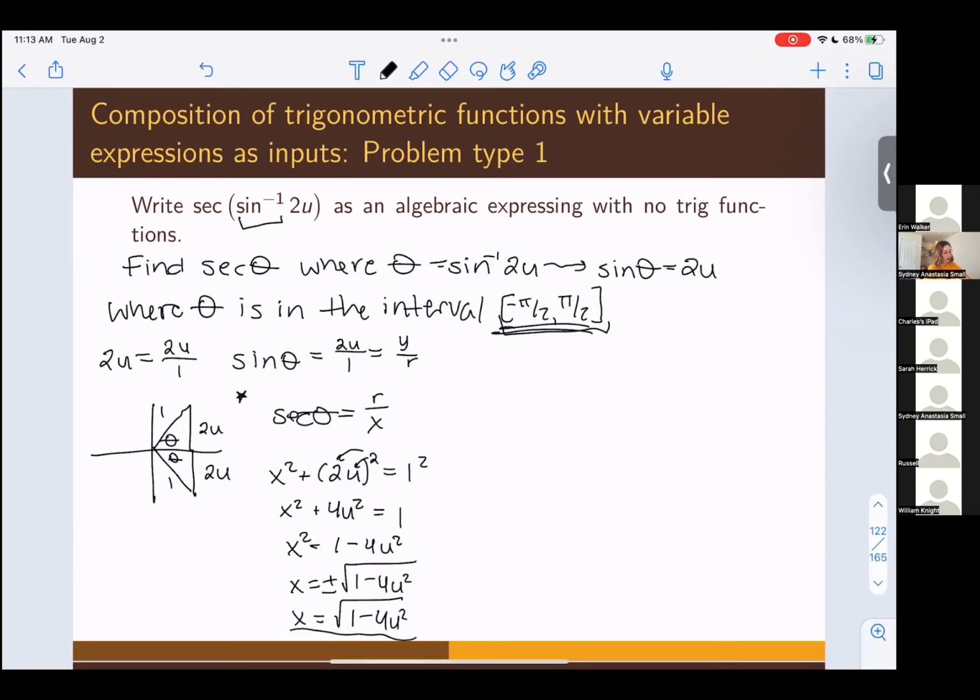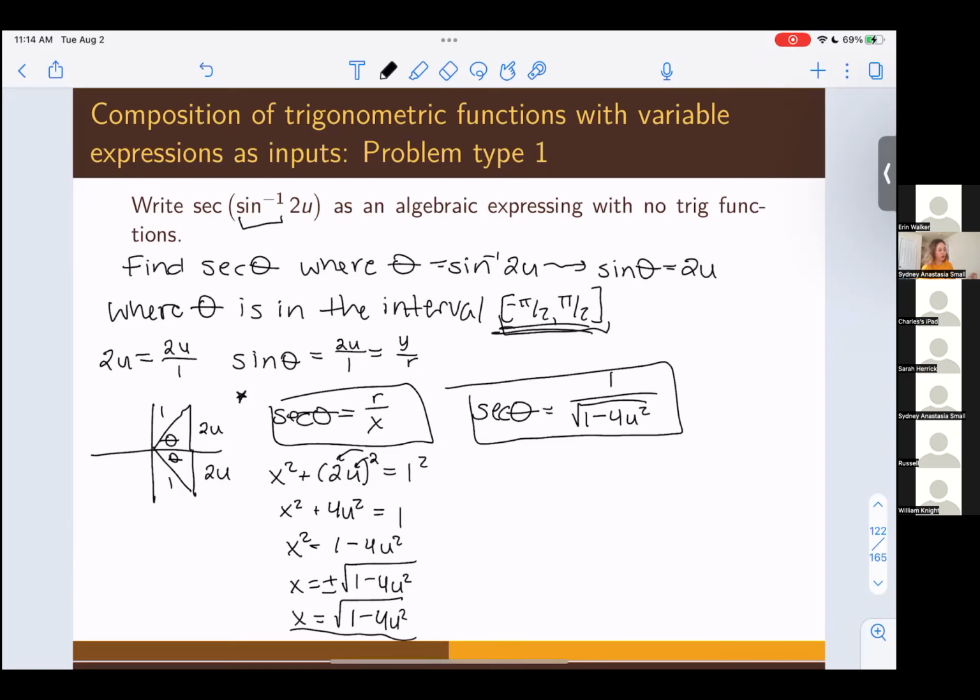Cool. Now I can use this information to find the secant of theta, which is just the radius over this x coordinate. So secant of theta is equal to the radius, which is just 1, over the x coordinate, which is the square root of 1 minus 4u squared. We could rationalize this denominator, but in the case of this, I don't think it's really necessary. It would look nastier, and this is just a more simplified way to write it. Again, if it asks you to rationalize the denominator, you should, but a lot of times in cases like this, you can just leave it as is.